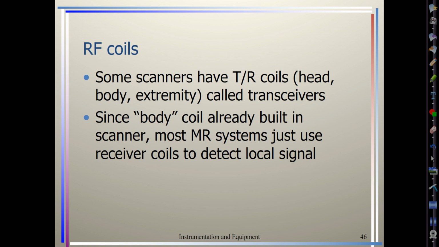We put other coils on the patient to receive the signal. And those are strictly called receiving coils. But some scanners have these other coils called TR, or transmit-receive coils, where those coils are going to transmit and receive the signal, and that body coil that's surrounding the patient in the scanner is not going to be activated at all. And that's good if you have a patient with some kind of implants.